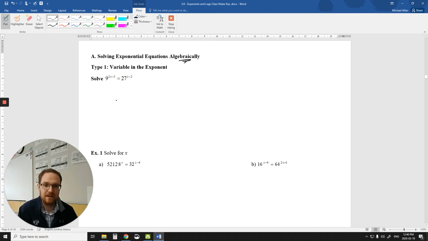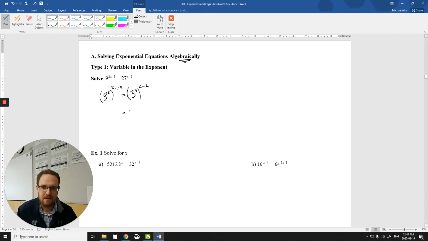It says here algebraic. So guess, check, and revising is not an algebraic method, but changing the base to match is a very algebraic way. Sometimes you can't always do this, but if you can, go ahead and try it. These here, 9 and 27, I already know both are base 3. So I decided to change both into base 3. So 9 is 3 squared, and there's 2x minus 5 from the exponent originally. And 27 we found out before was 3 to the power of 3, and x minus 2.